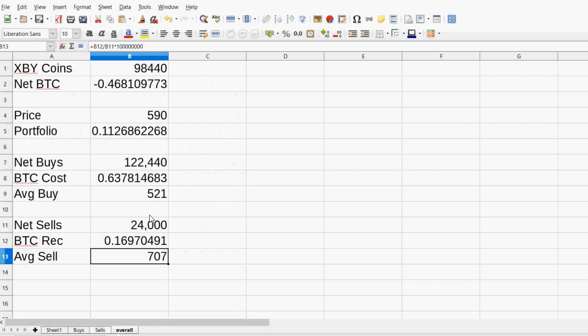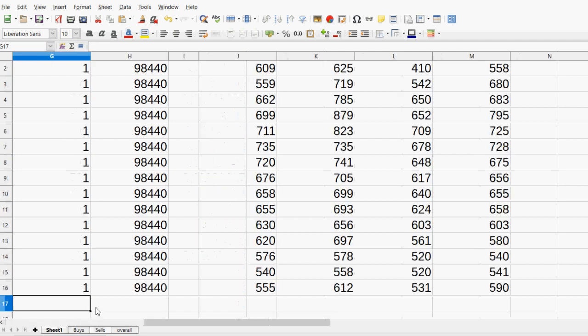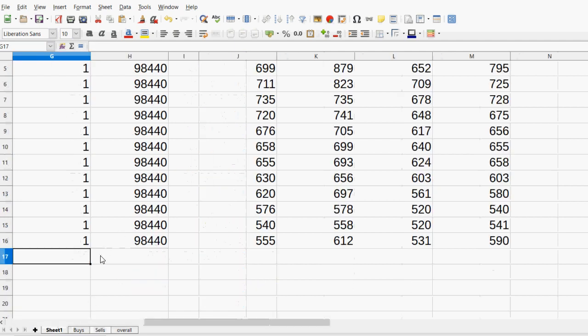If we look at the statistics in here now, you have about 98,000 coins. Portfolio is plus 0.11. Average buy 521. Average sale 707. Okay, so therefore, where would the buyback now be? Well, if you're at 612, well, 50%, we can go like, what, 510? So buy 510 and sell above 612. And it goes to 669.